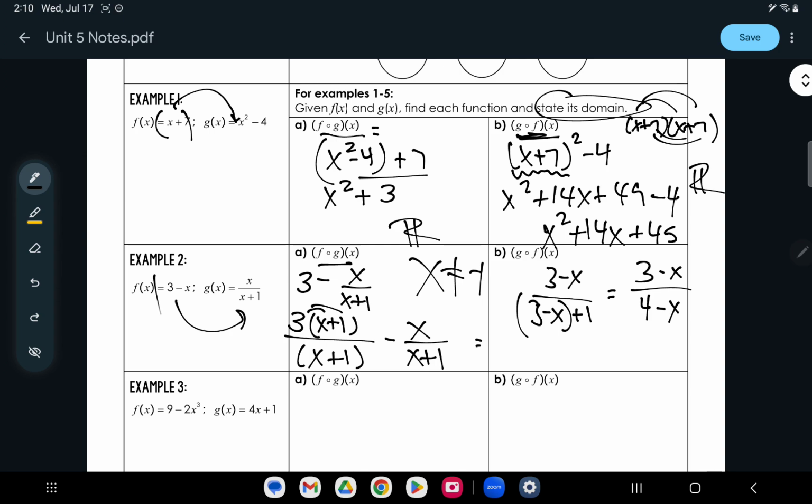Now in the original here, I don't have any issues here, but I do in this final function here. This denominator cannot be equal to 0, so if I set it equal to 0, I'd have to subtract 4 and divide by -1, so x cannot be 4. Okay.